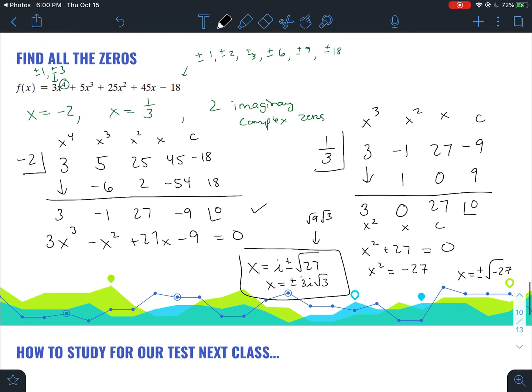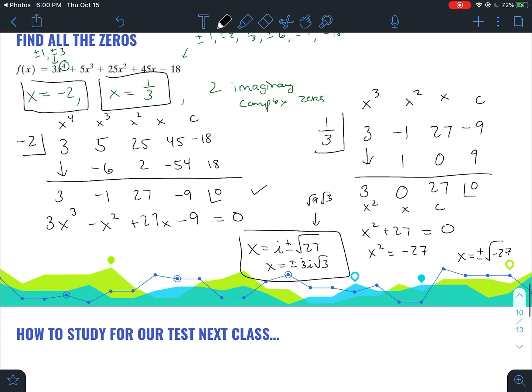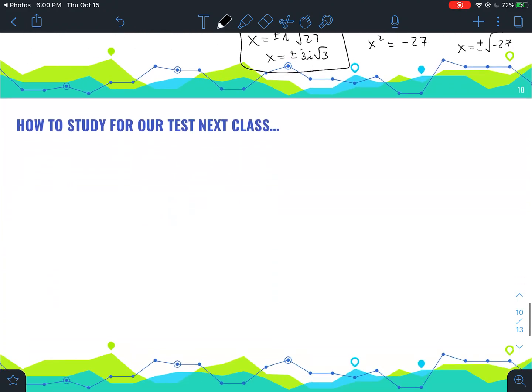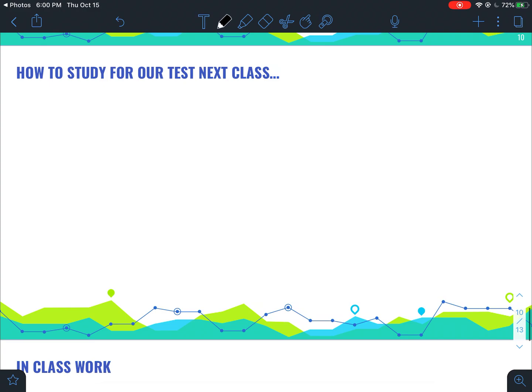So my four solutions, or all the zeros of this, would be x equals negative 2, x equals 1/3, and then x equals plus or minus i square root 27, or plus or minus 3i square root 3.